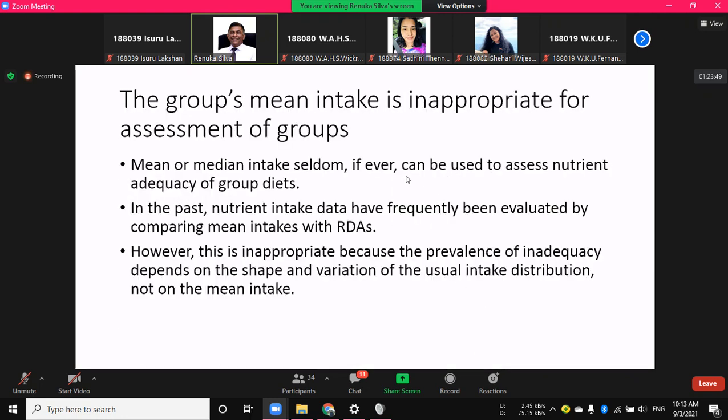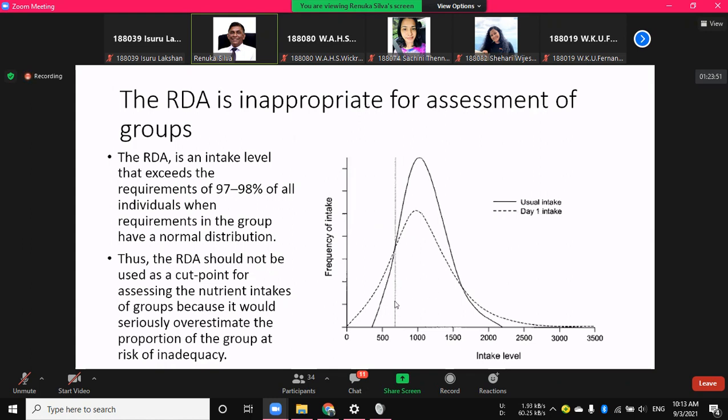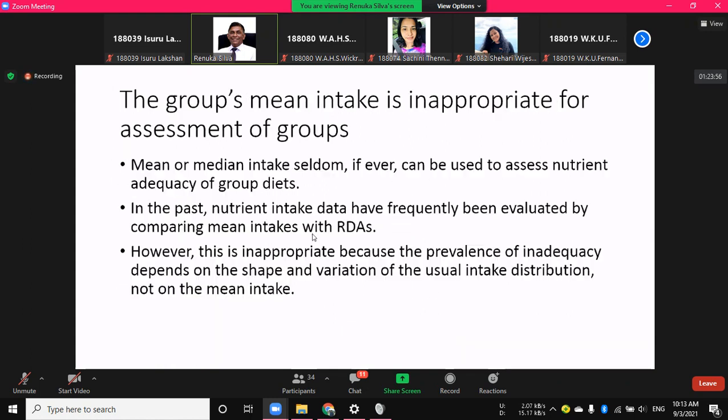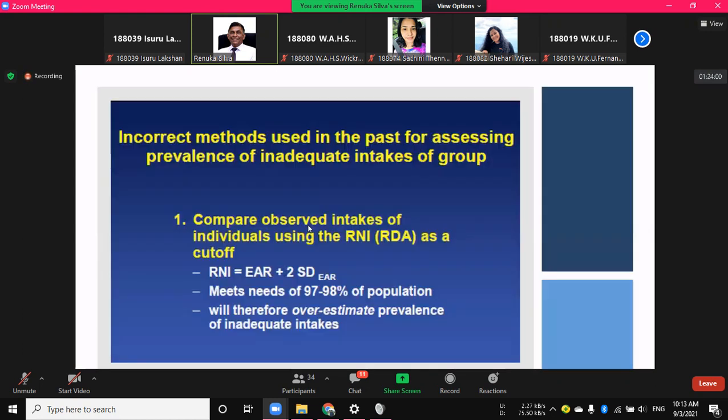Certain slides have the same things given, so I skip some of those slides, which you can read later on.